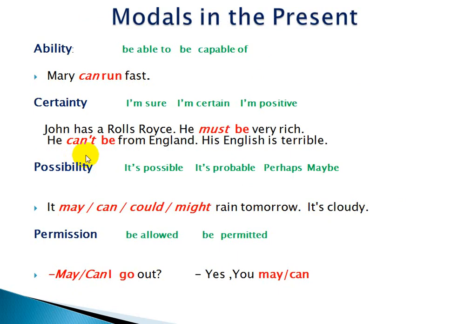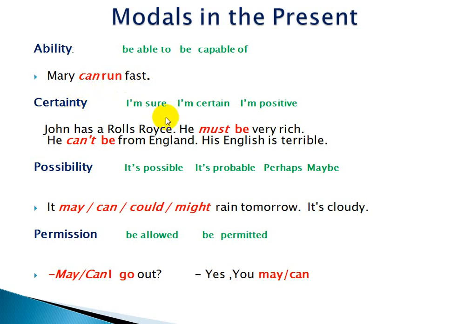Another modal which can express ability is can. Can means to be able to, or to be capable of. Remember that when we have a preposition, the verb is followed by the ing form. Example: Mary can run fast. It means that Mary is able to run fast, or Mary is capable of running fast.